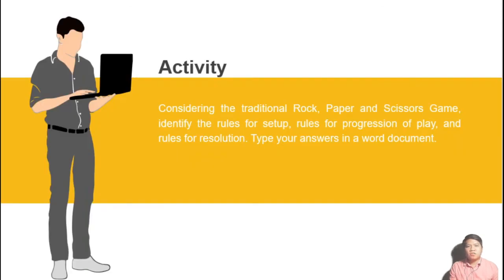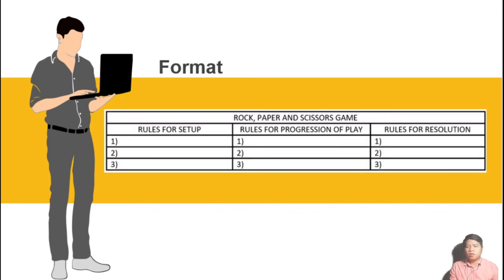For this lesson's activity, considering the traditional rock, paper, and scissors game, identify the rules for setup, rules for progression of play, and rules for resolution. Type your answers in a Word document. Use the given table format to organize your answer.